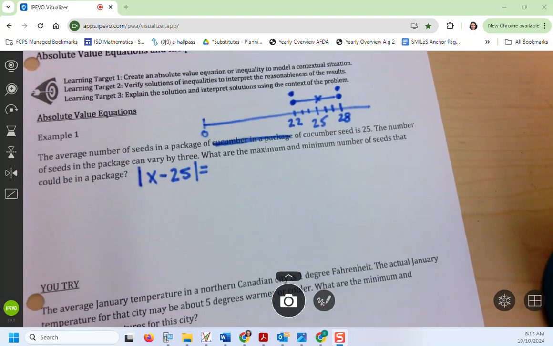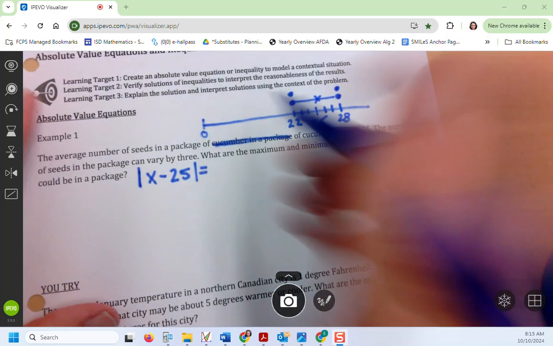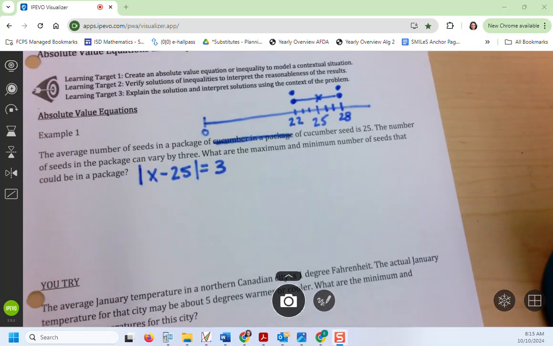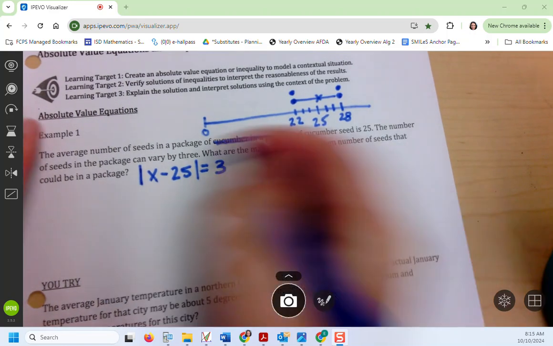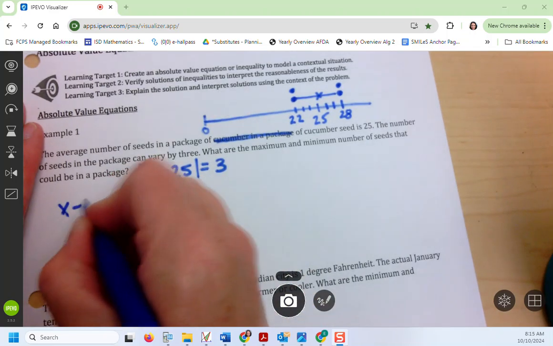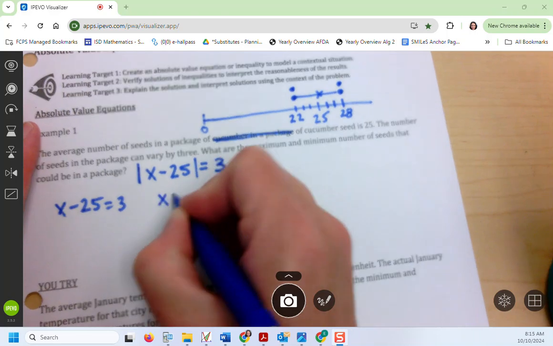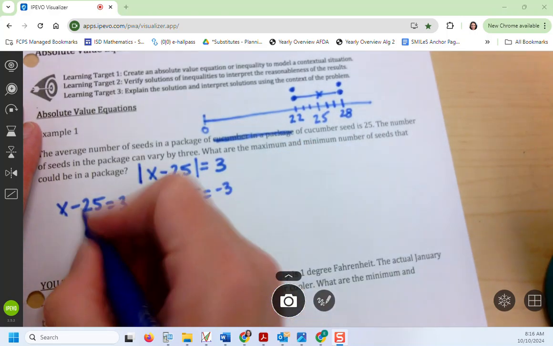And how much is that distance from 25? How far are we from 25? We're 3, right. Because we're either 3 below or 3 above. This is the absolute value equation that would get you the maximum or the minimum. And we can check that by solving it. So if I solve it, I have x minus 25 equals 3, and x minus 25 equals negative 3. And I can add 25.